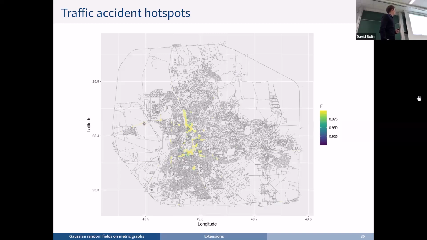Here's just one result of one such application where we looked at traffic accidents in a city in Saudi Arabia. What this is showing is essentially a hotspot analysis of where you have dangerous parts in the road networks.